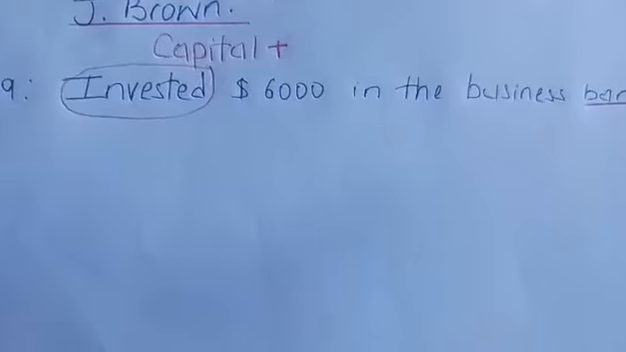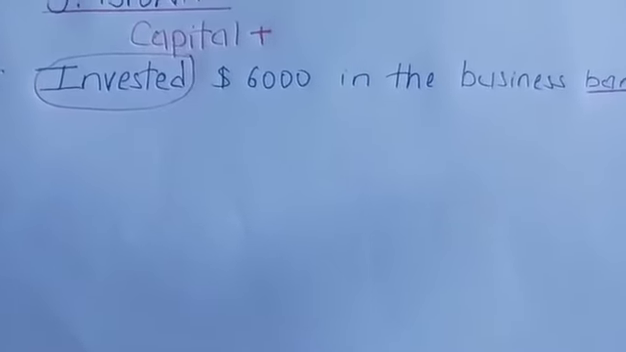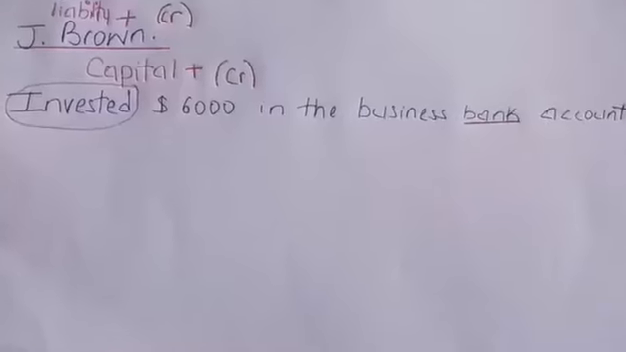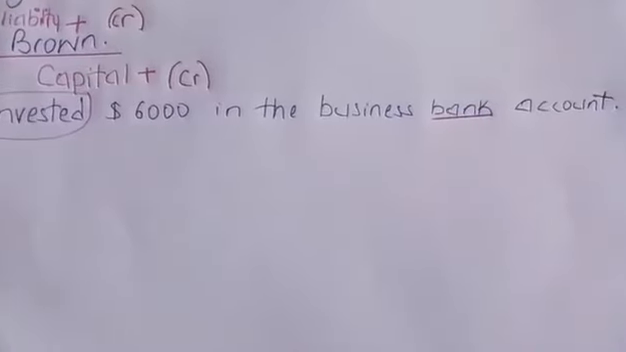We need to ask the question, if an investment was made in the business, what is happening to the capital account? It would be increasing because the owner invested $6,000. So capital would be going up. And as capital increases, we are supposed to make a credit entry. So $6,000 was invested in the business bank account.